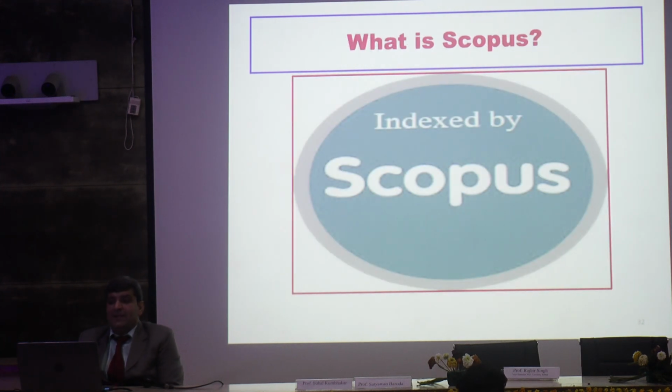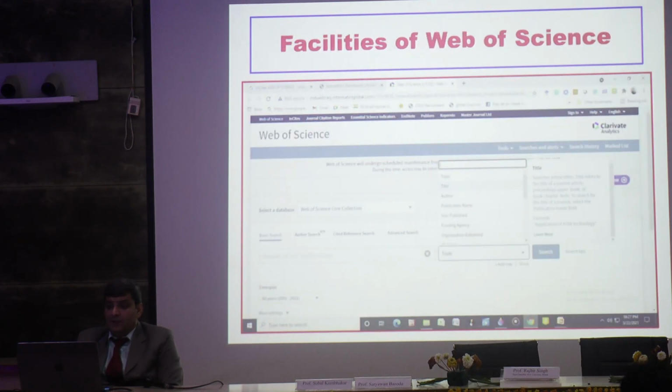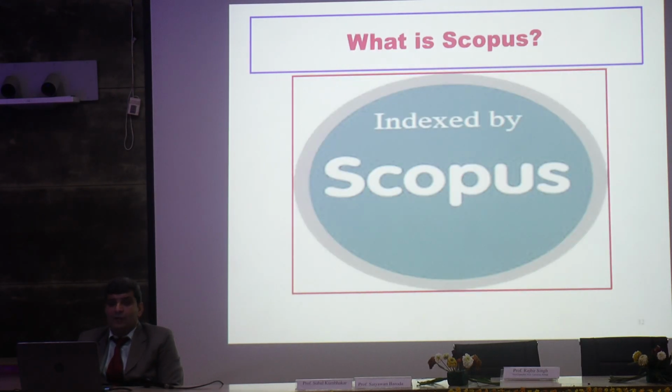So this is our database. This is the logo of that database, Scopus. And this is another database, Web of Science. This Scopus database is used to identify the top 2% scientists.